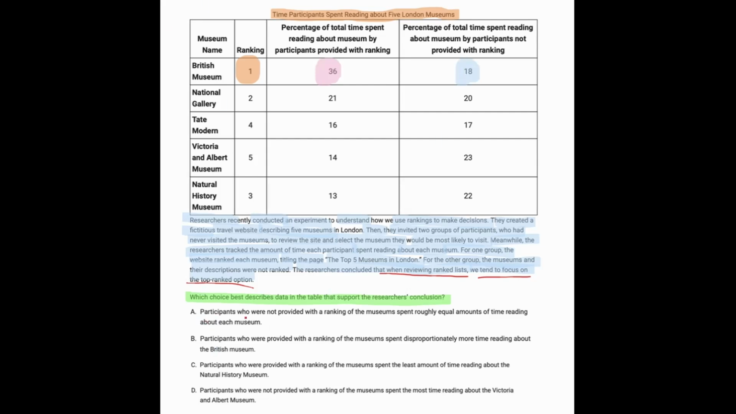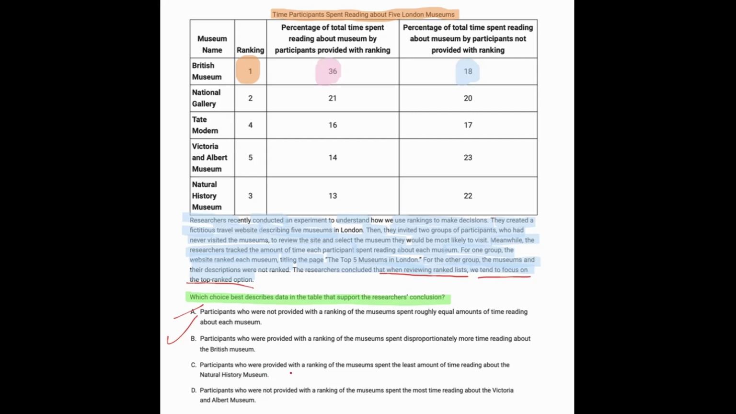A says participants who were not provided with a ranking spent roughly equal amounts of time reading about each museum. That's generally true, but we're looking for something that says that people spent more time when there was a ranking, focusing on the top ranked option. B, participants who were provided with a ranking of the museum spent disproportionately more time reading about the British Museum. That's true, and that supports our point. When there was a ranking, they spent more time reading about the number 1 ranked option.